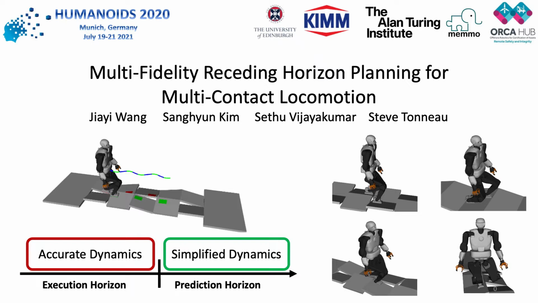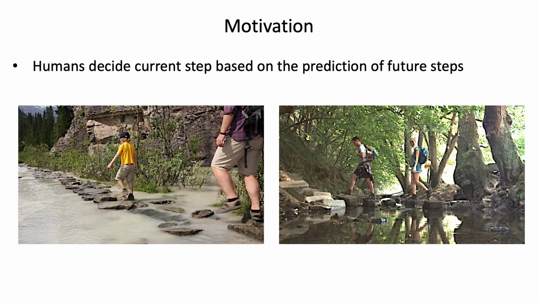In this video, we will present our work for Humanoids 2020, Multi-Fidelity Receding Horizon Planning for Multi-Contact Locomotion. To motivate our work, let us consider how humans traverse uneven terrain.